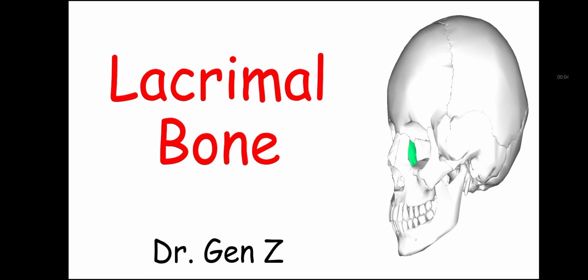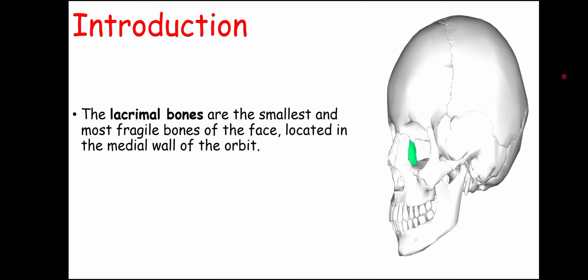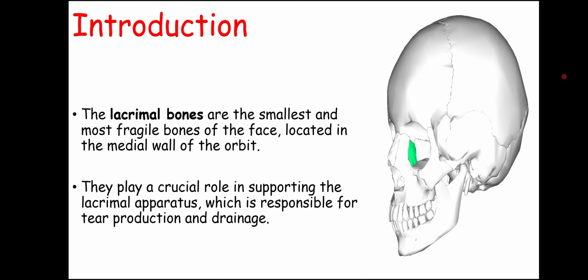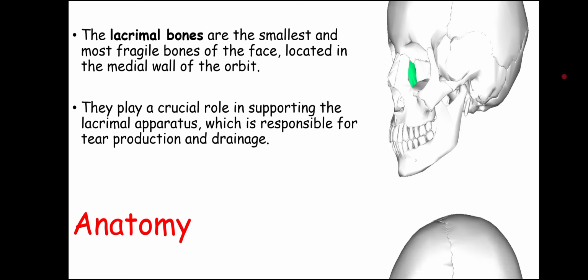Today we are going to talk about lacrimal bone. Here you can see the diagram of skull, and the green part you can see is the lacrimal bone. And we will start our topic with introduction. Lacrimal bones are the smallest and most fragile bone of the face, located in the medial wall of orbit. They play a crucial role in supporting the lacrimal apparatus, which is responsible for tear production and drainage.